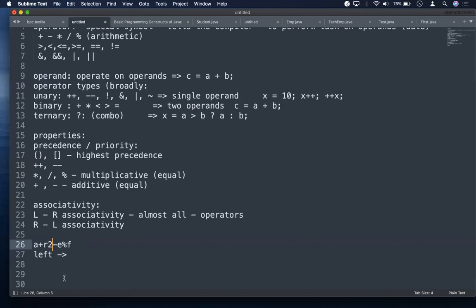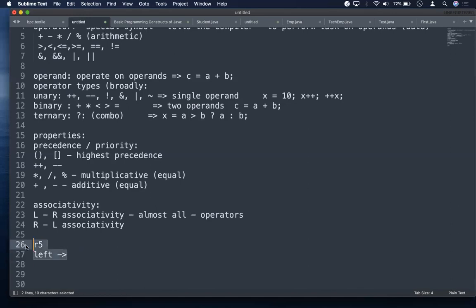Now minus has come. Minus has less priority compared to the modulus operator, so this modulus will happen. Let's say the result is R3. Then you have plus and minus. Plus and minus both have lower and equal priority, so which should happen first? Left to right associativity, so you have to start from the left. First A plus R2, let's say that is R4, will happen. And then R4 minus R3, you will get R5, which is the result actually.